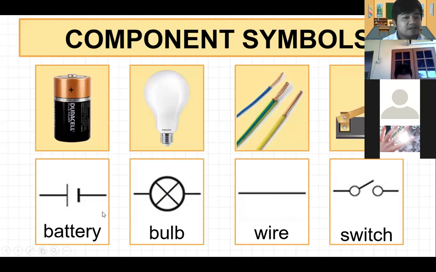Don't forget also their symbols, okay? So for battery, we have the long and the short line. The long line means the positive side of the battery, and the short line is the negative side of the battery. And then we have the light bulb, the wire, which is just a straight line, and then the open switch. But if you draw this line downwards, then it's a closed switch. All right.